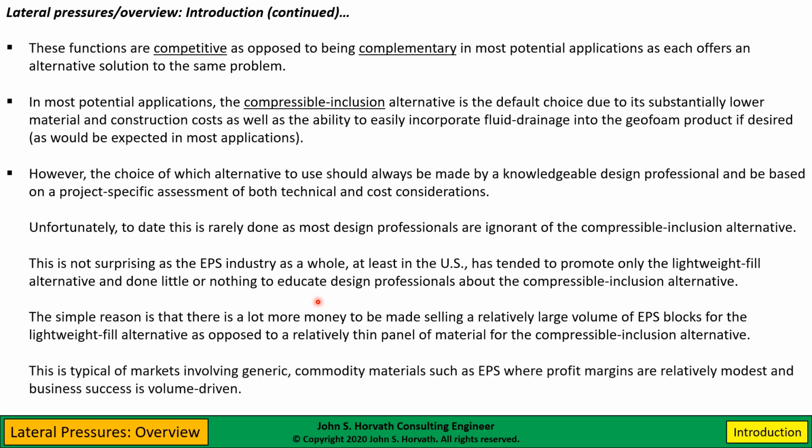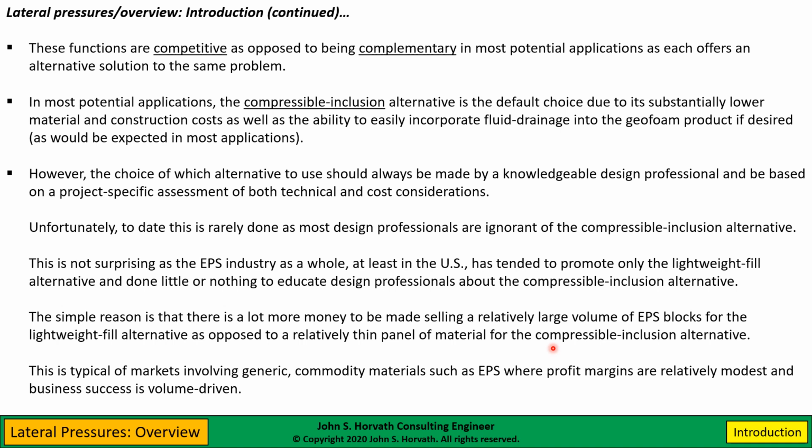And the reason is that expanded polystyrene is a classical generic commodity material. The patents on it have long since expired, decades ago. Anybody anywhere in the world can make EPS blocks. It's actually, compared to making other types of geosynthetics, one of the easier industries. If you wanted to get into the EPS block molding business, it's a lot easier than getting into the business of making geogrids or something like that.